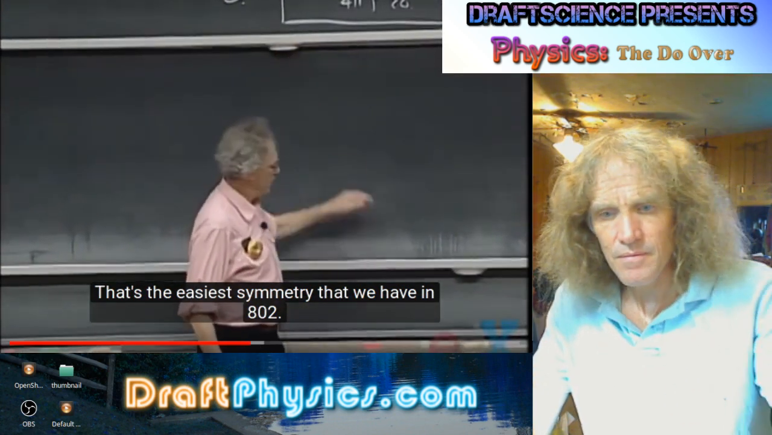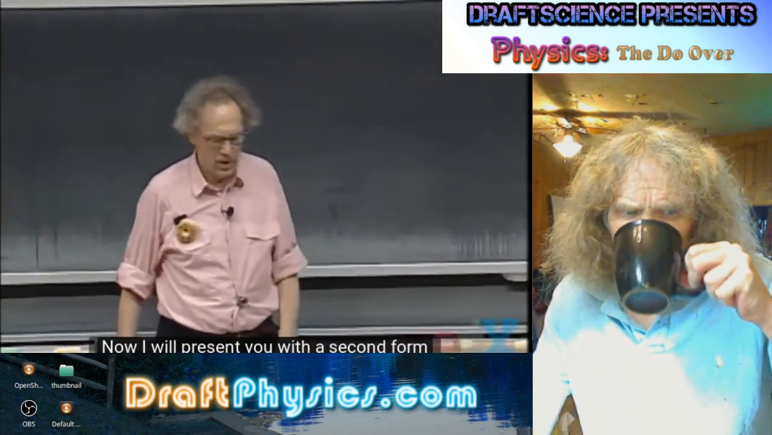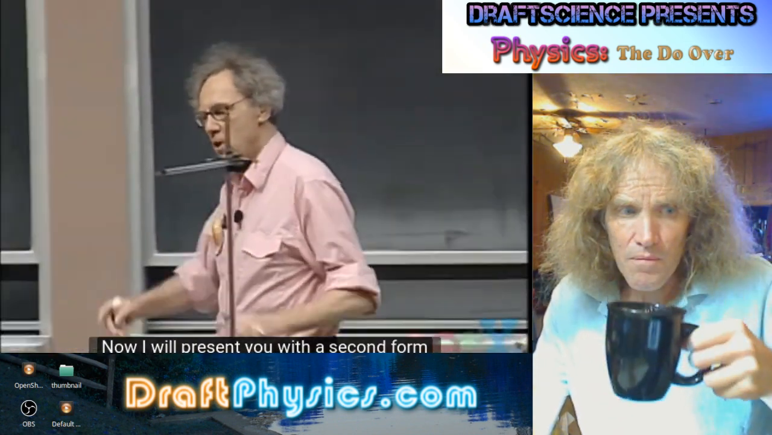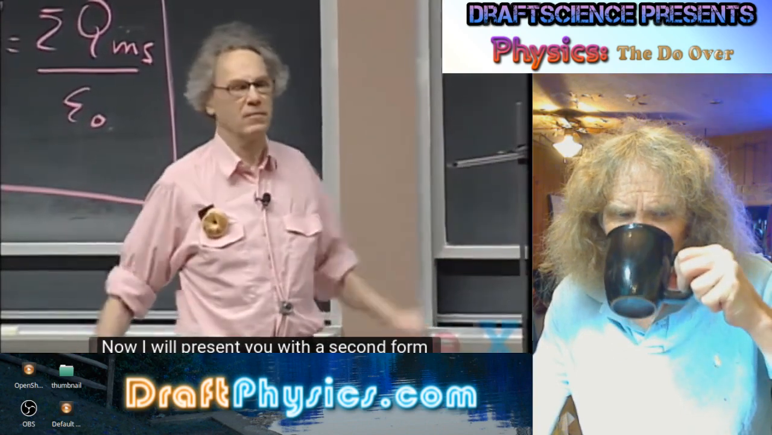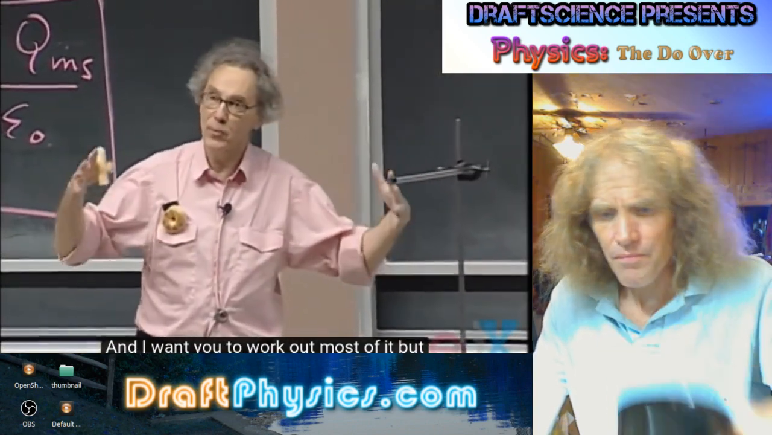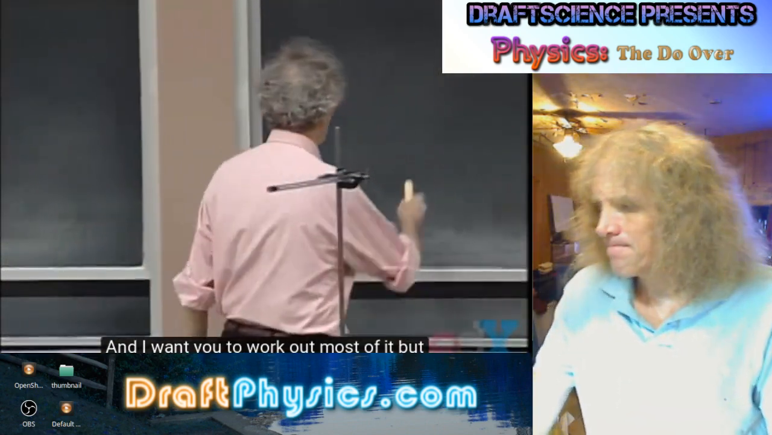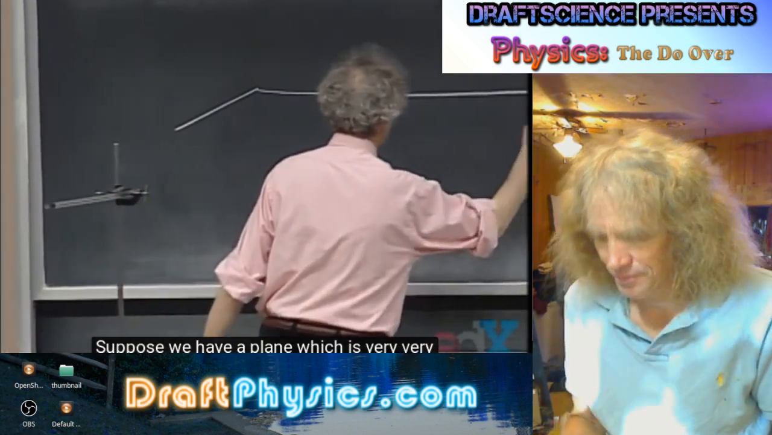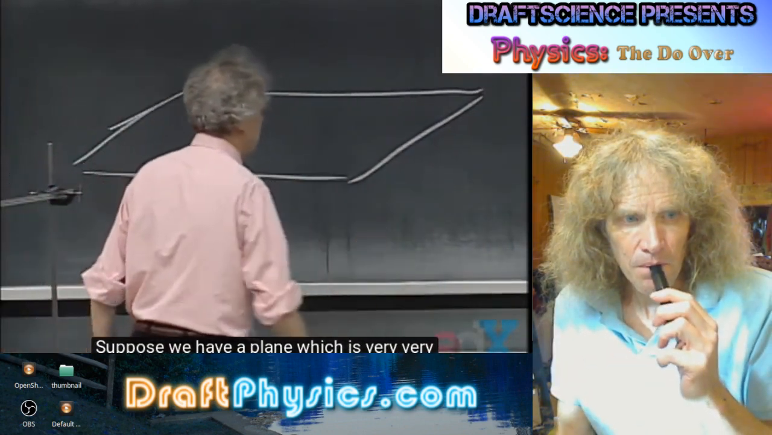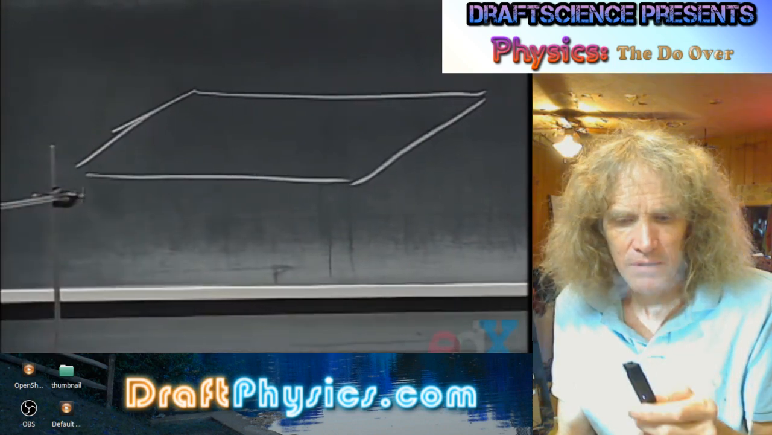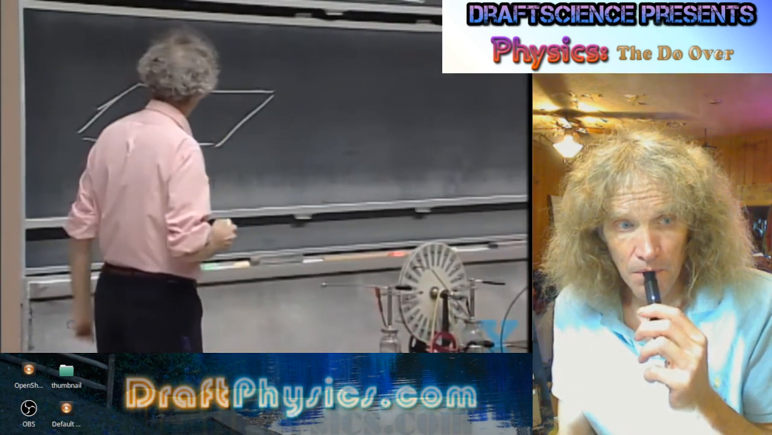Easiest symmetry that we have in 802. Now I will present you with a second form of symmetry, which is a flat horizontal plane. And I want you to work out most of it, but I'll help you a little bit to set it up. Suppose we have a plane which is very, very large. Think of it for now as infinitely large. It doesn't exist, of course, infinitely large.